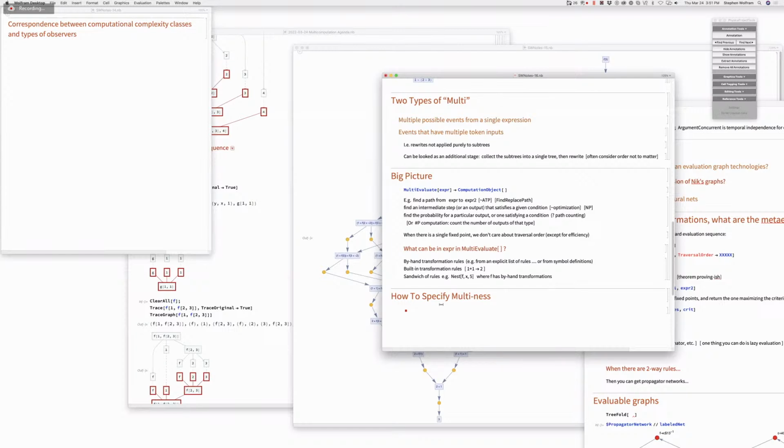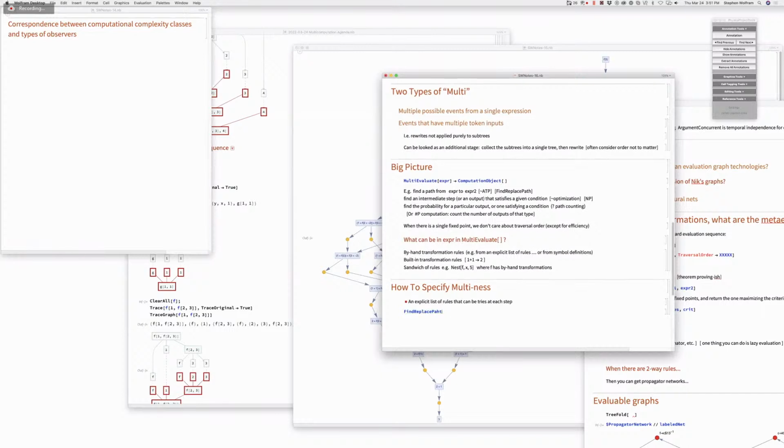Okay. All right. So the first way to specify multiness is an explicit list of rules that can be tried at each step. That's one form of multiness. And that's what we were imagining in, e.g., find replace path. That was what we were imagining it was going to do. Make sense? And that is also how the automated theorem prover will work, if I'm not mistaken, without any hammering, right?